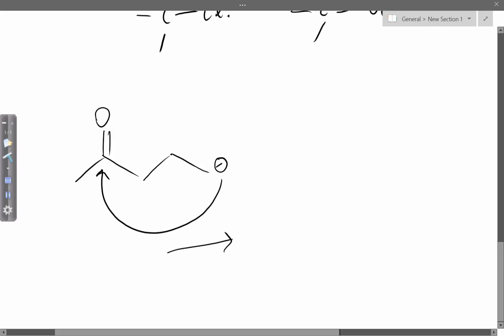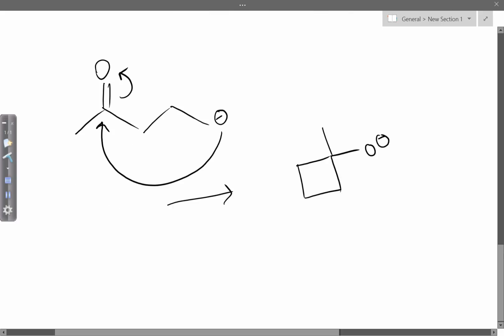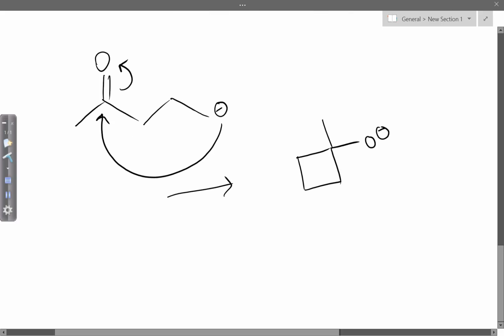1, 2, 3, 4. So what you get is a 4-member ring with O minus, right? Of course, in order to draw the complete steps, you have to understand more about reaction mechanism. So for now, I just draw you the product, right? So in fact, this is your product. It's just a simple ring closing reaction, right?